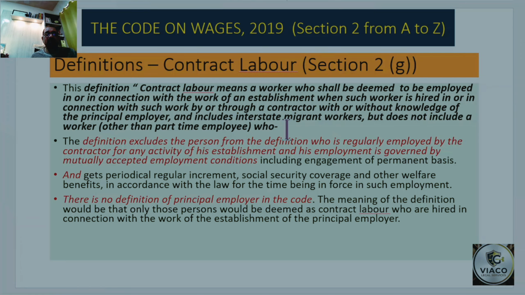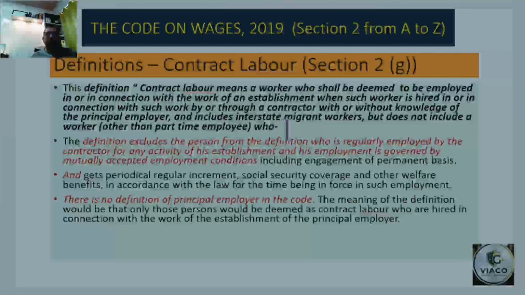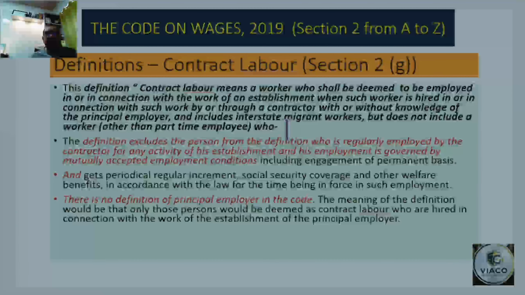Once again, you can understand this. Contract labor means a worker who shall be deemed to be employed in or in connection with the work of an establishment when such worker is hired in or in connection with such work by or through a contractor, with or without the knowledge of the principal employer, and includes the interstate migrant workman, but does not include a worker other than a part-time employee. So part-time employees are not included in the definition of workman or the definition of contract labor. Contract labor does not include part-time employees. Please take note of that. Interstate migrant workman is also to be read into contract labor.